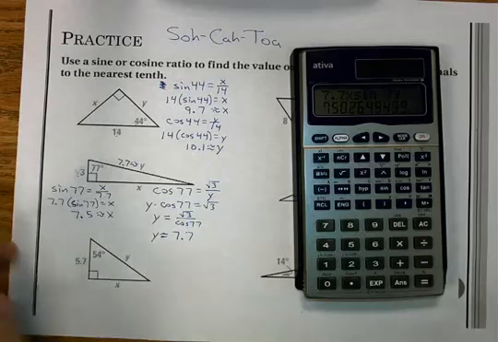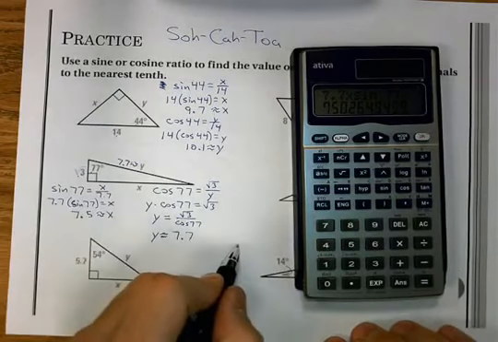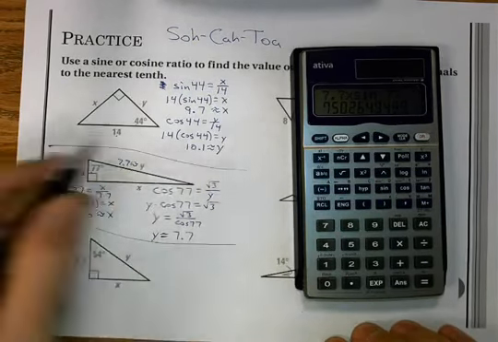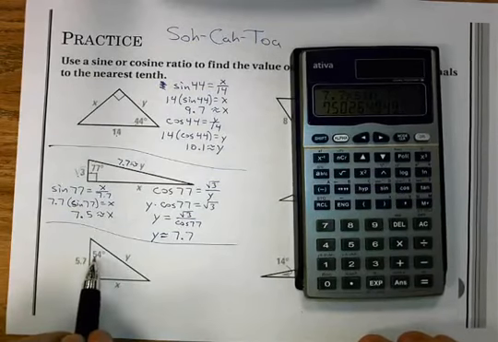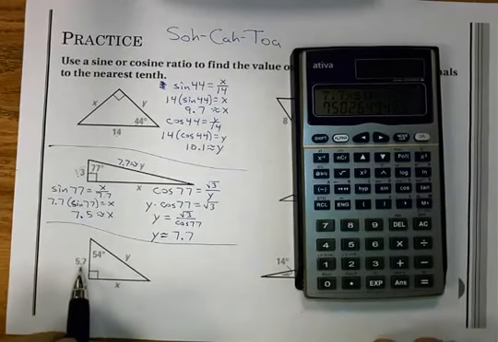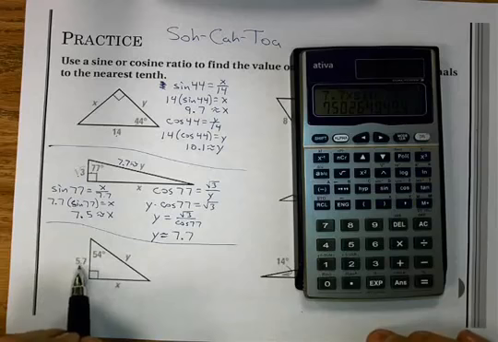Okay, working our way down. Next one, separate it here. 54 degrees, and I have x, and I have y. Okay, let's start with this 5.7 and the y.